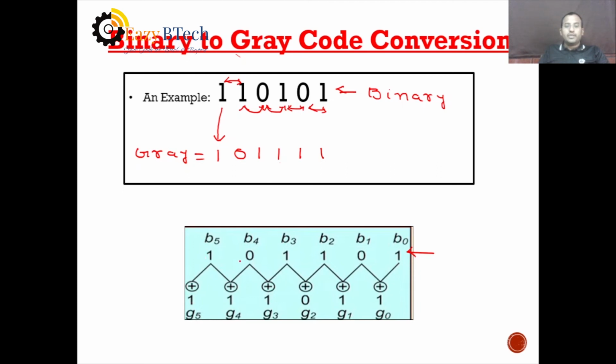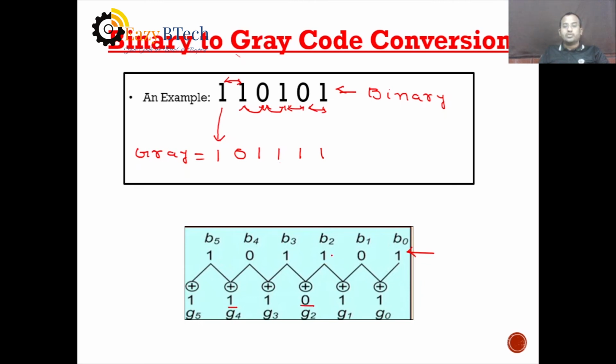So for the next bit we have to take modulo sum between these two positions. If we take modulo sum between 1 and 0, the result is 1. Right? So for the next position we have to take modulo sum between 0 and 1, it is again 1. For the next position we take modulo sum between 1 and 1, so the result is 0.